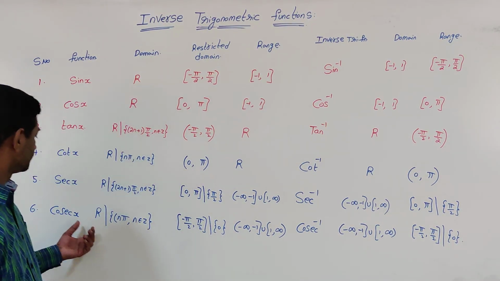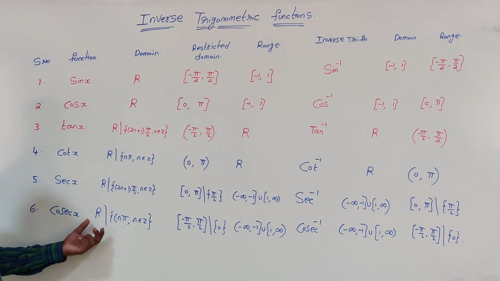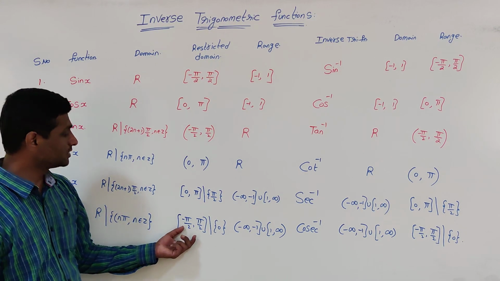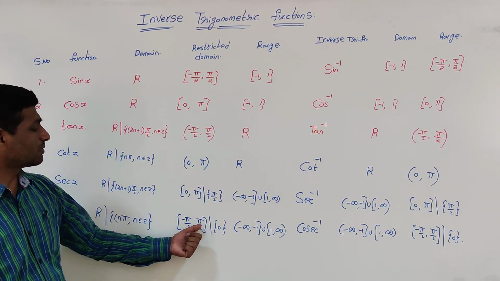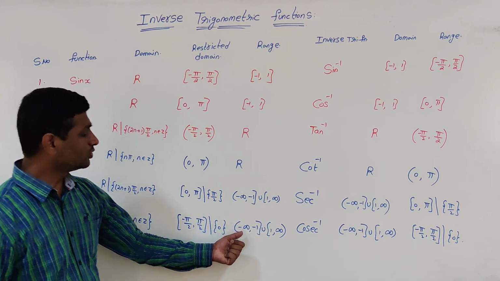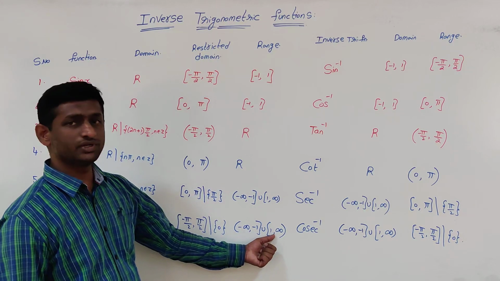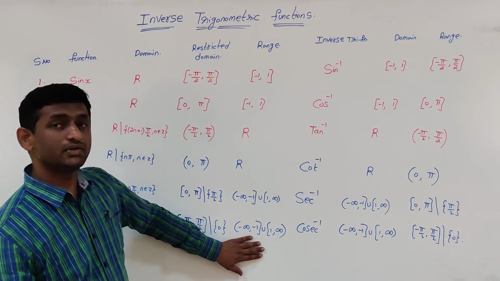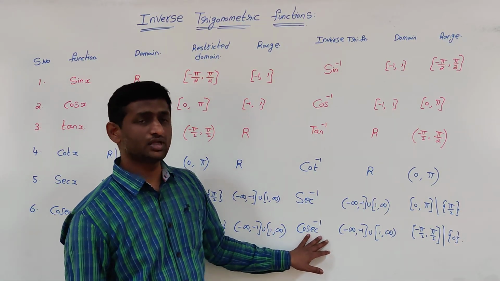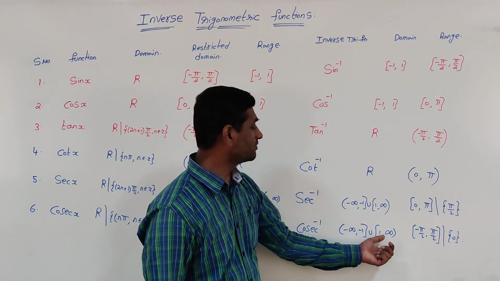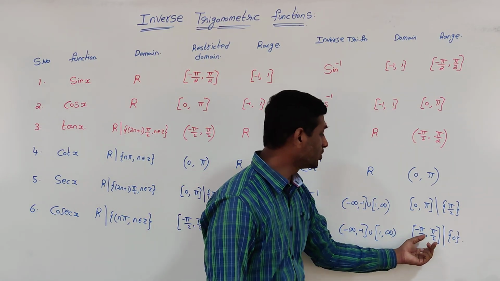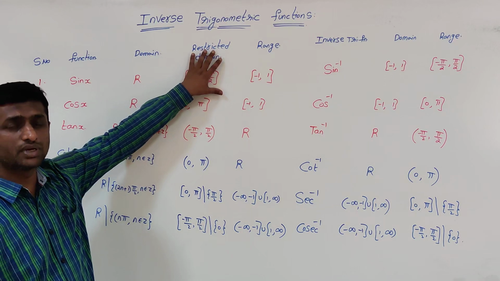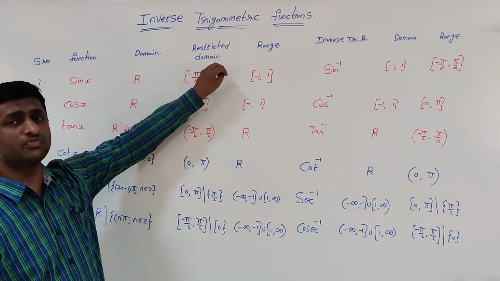And the last is cosecant x. The actual domain is R except multiples of n pi where n belongs to Z, and the restricted domain is the closed interval minus pi by 2 to pi by 2 except 0, and the range is minus infinity to minus 1 union 1 to infinity. This becomes a bijection. So if it is a bijection, the inverse cosecant is also a bijection, that is from minus infinity to minus 1 union 1 to infinity as the domain, and the range is the closed interval minus pi by 2 to pi by 2 except 0.